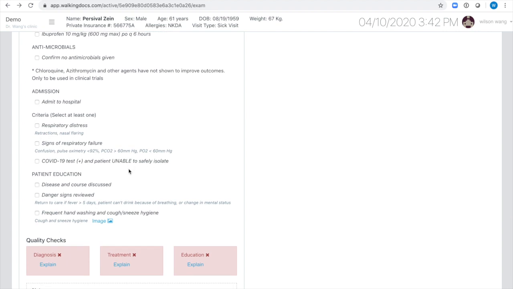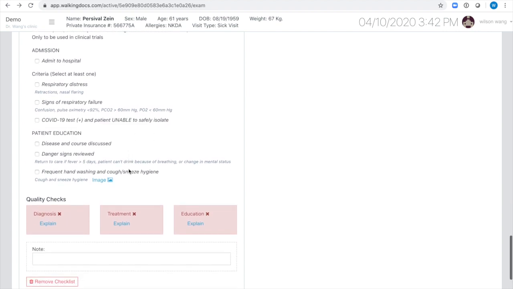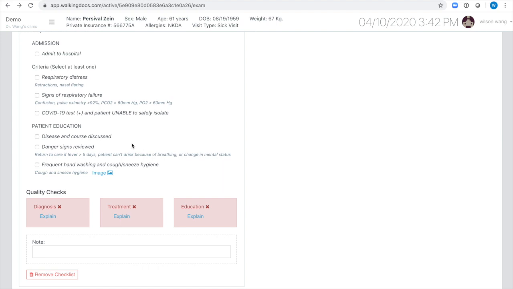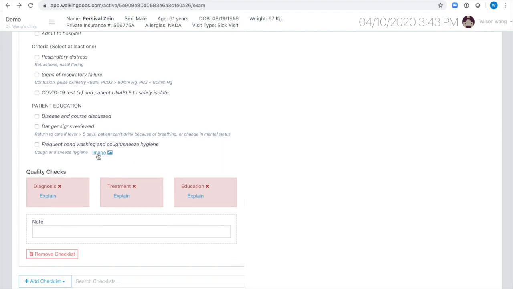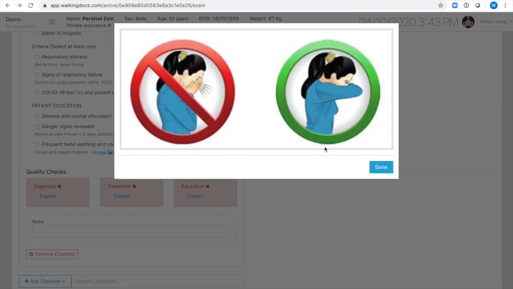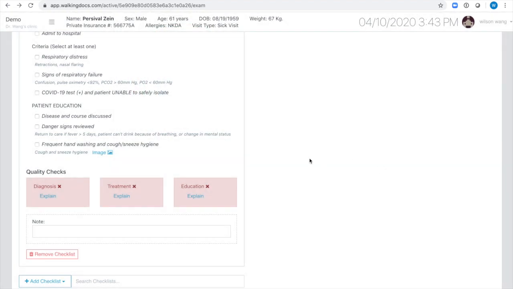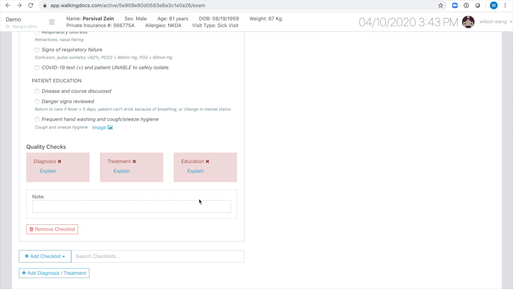The patient education section reminds the provider to discuss the course of the disease with the patient and his or her family, danger signs, and should they go home, even how to properly sneeze. Finally, at the bottom of the checklist are 3 quality care boxes that light up green once diagnostic, treatment, and patient education standards for COVID-19 are met.